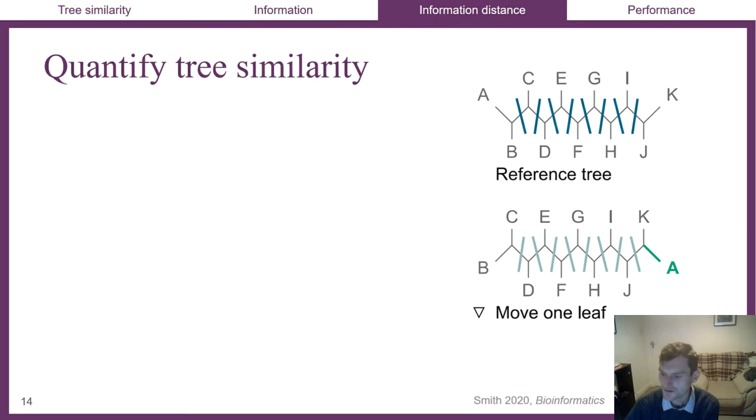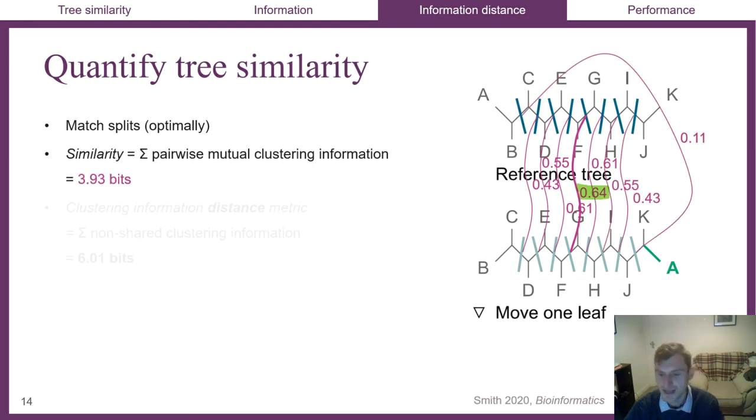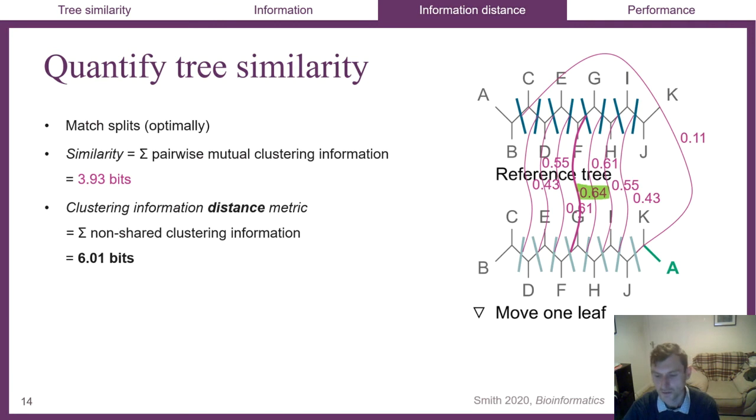So we can quantify the similarity of two splits. How do we scale up to understand similarity between trees? Well, if we match each split with a similar split and find an optimal matching, here are the splits we just looked at, and we can tot up their mutual information, sum that for all matched splits between two trees, and we get a similarity score.